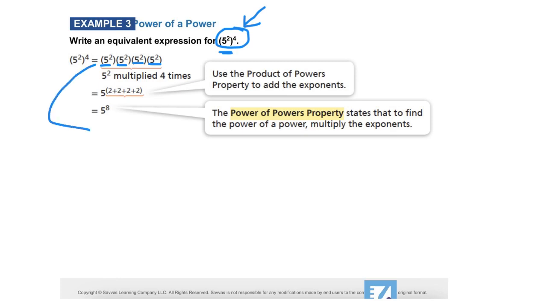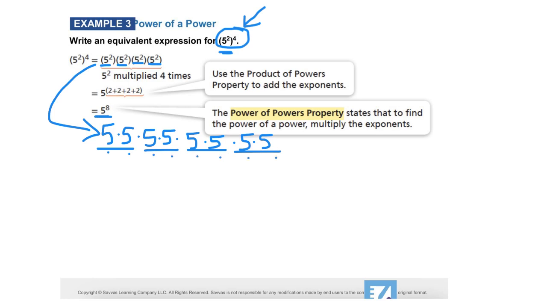Then sometimes I like to think about that as 5 times 5 is the first one, 5 times 5 is the second one, 5 times 5 is the third one, 5 times 5 is the fourth one. And so if you look at what's being repeatedly multiplied, it's the 5. And if you count them, 1, 2, 3, 4, 5, 6, 7, 8 times.